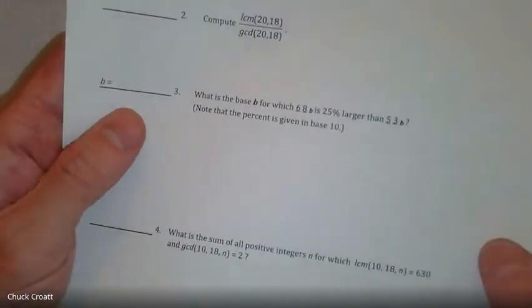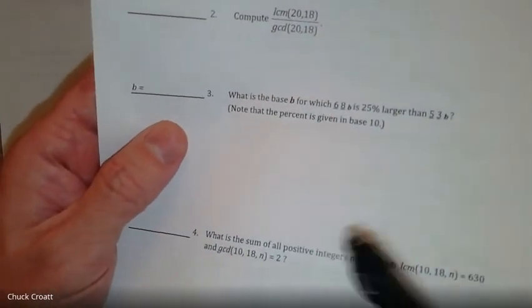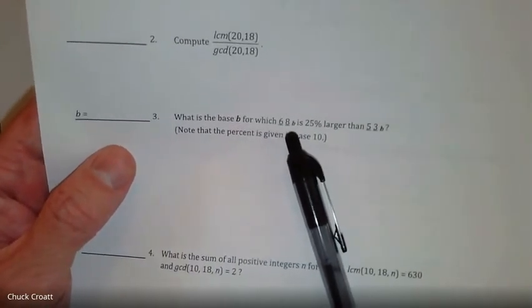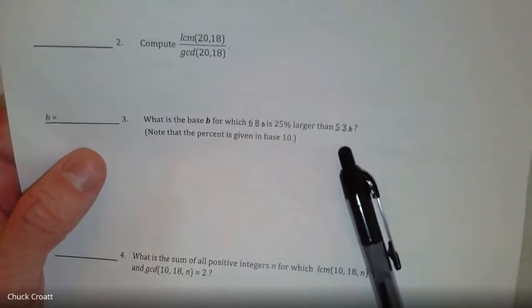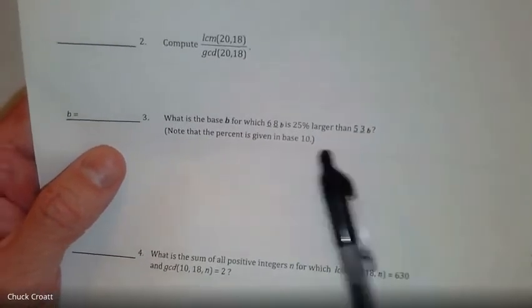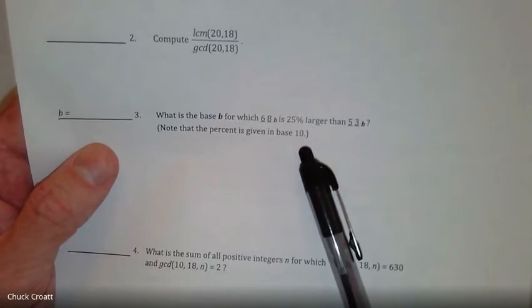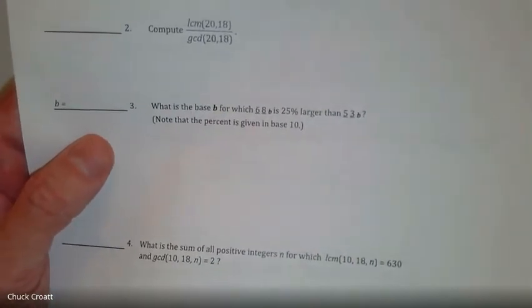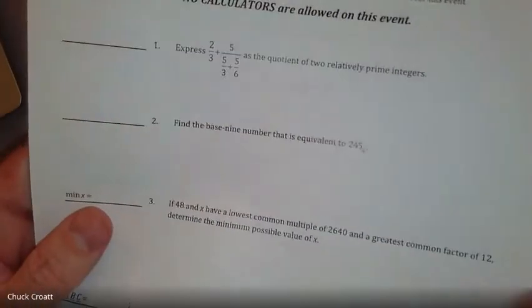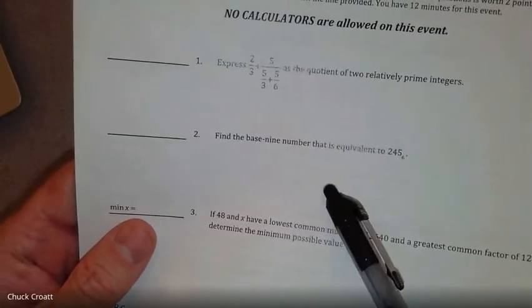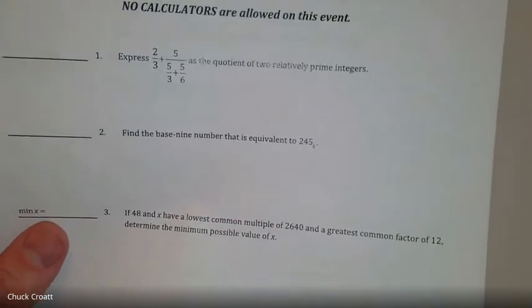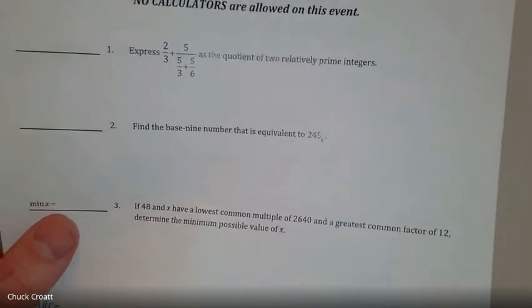This one is 2017-18, number 3. What is the base B for which 68 base B is 25% larger than 53 base B? And then they clarify and say that 25% larger is back to our comfortable base 10. If you have no idea about different number bases, sorry, but you got no shot on this problem. Same thing with, this is number 2 on 2016-2017. Find the base 9 number that is equivalent to 245 base 6.